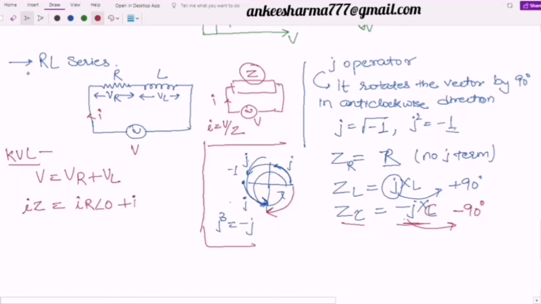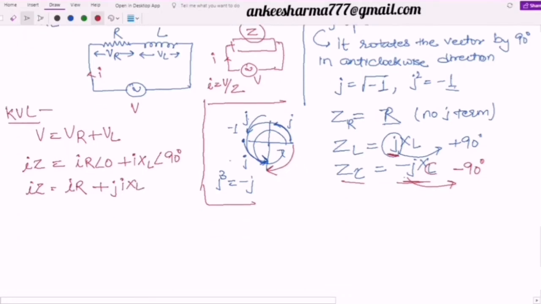Second, the current will remain the same, I. What is the impedance of this inductor? As I said, it is equal to XL and the phase angle is 90 degrees. So this is one way of representing it, or you can write I into Z, which is equal to I into R. You don't write angle 0, plus, instead of plus 90 degrees, what will I write? I will write j. So I will write here j I into XL. So this is the other way of representing it.